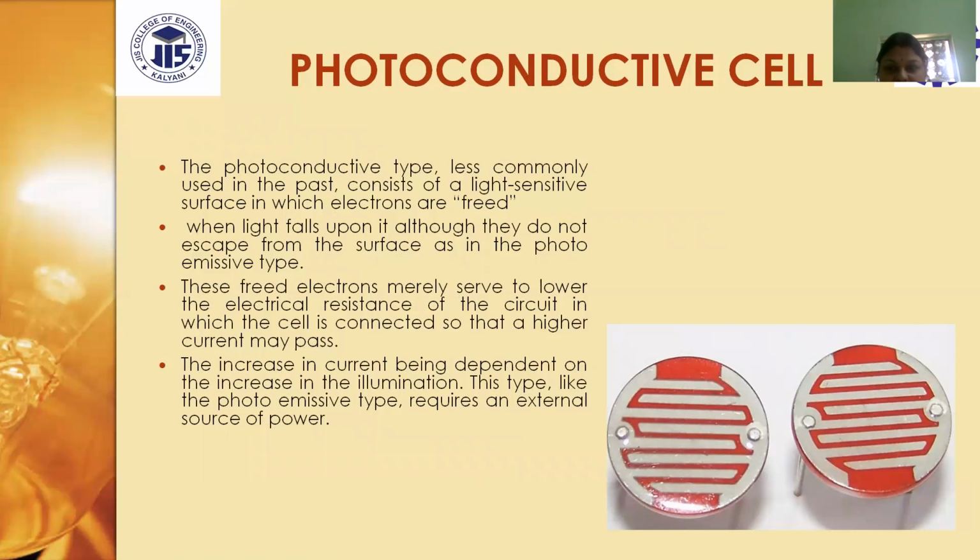Next, photoconductive cell. The photoconductive type, less commonly used in the past, consists of a light-sensitive surface in which electrons are freed when light falls upon it, although they do not escape from the surface as in the photoemissive type. These freed electrons merely serve to lower the electrical resistance of the circuit in which the cell is connected so that a higher current may pass. The increase in current is dependent on the increase in the illumination. This type, like the photoemissive type, requires an external source of power.